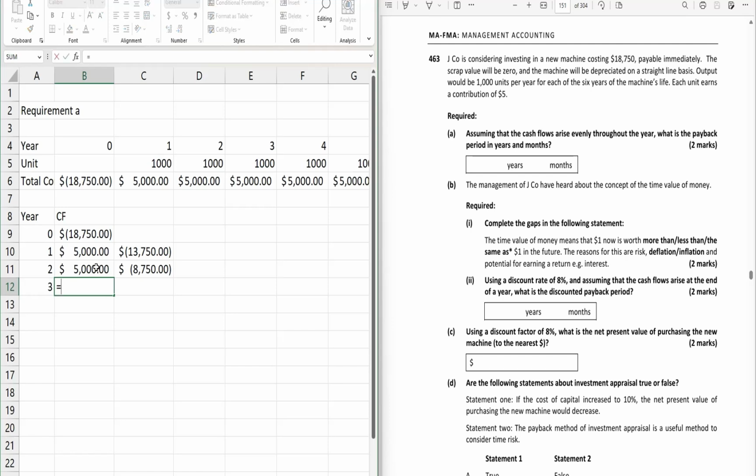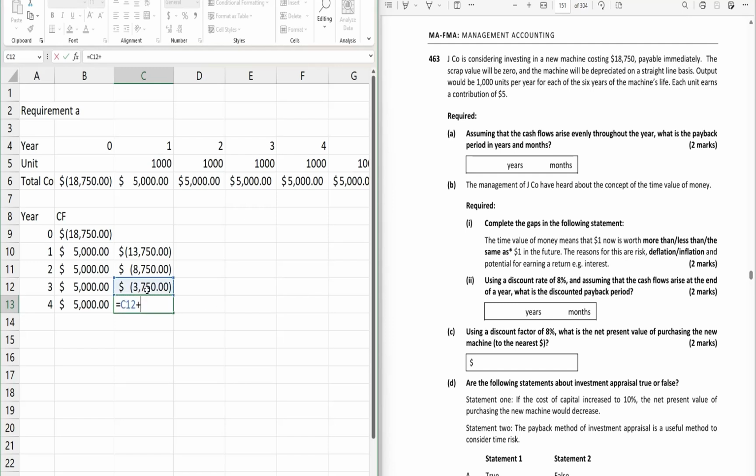For year 3, again we have earned 5000, so how much money is left to be recovered? It's 3,750. And in year 4 we again earned 5000, so how much money is still remaining?